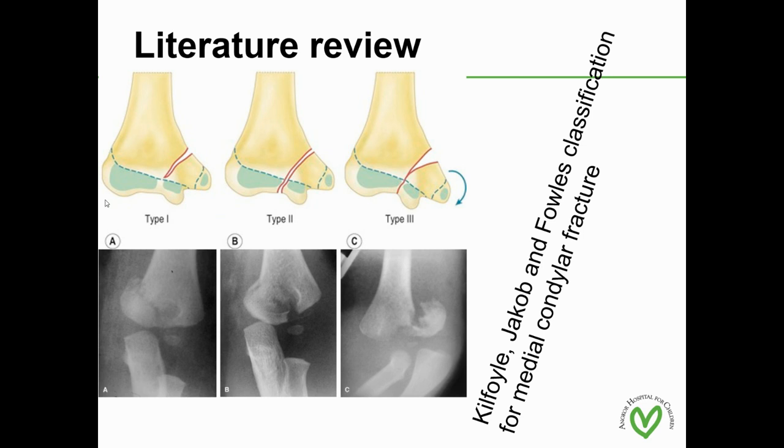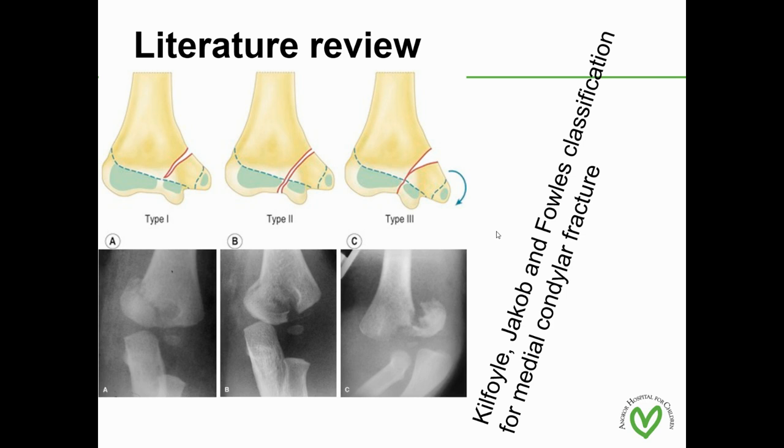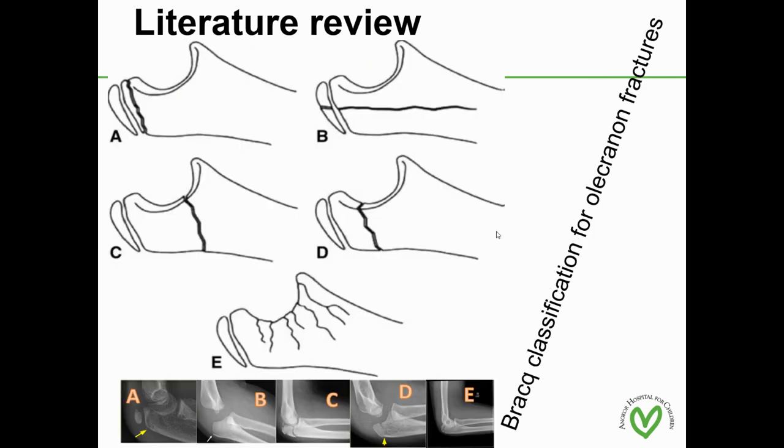But if we follow the Kilfoyle, Jakob, and Weiss classification, medial condylar fracture is divided into three subtypes. This is the Bado classification for olecranon fracture. The fracture was divided into five subtypes, according to where the fracture line runs through.